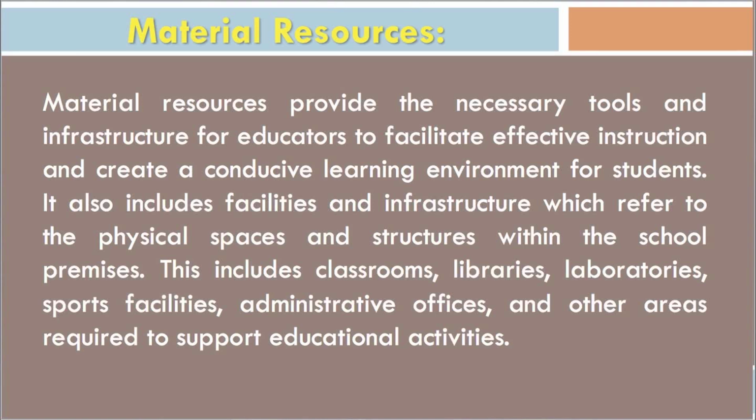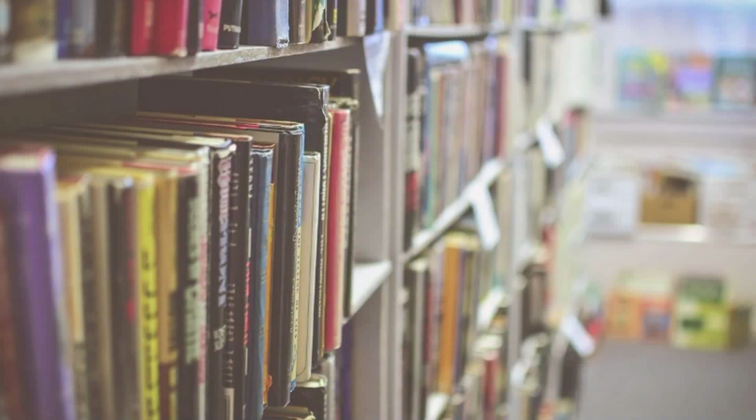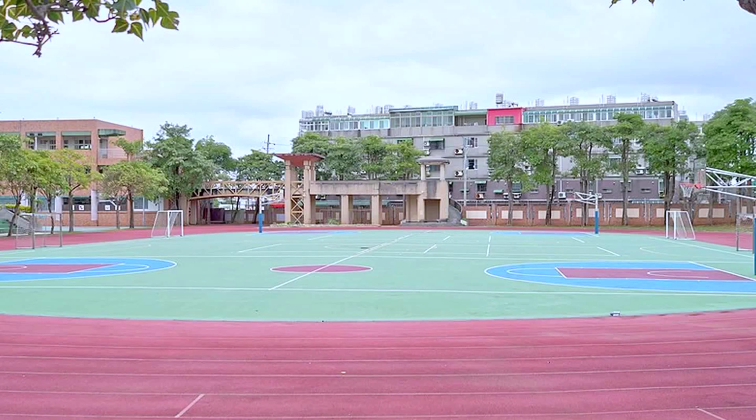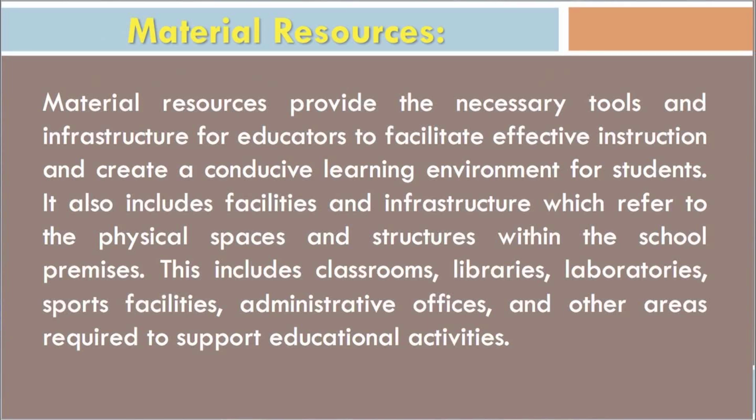It also includes facilities and infrastructure, which refer to the physical spaces and structures within the school premises, which include classrooms, libraries, laboratories, sports facilities, administrative offices and other areas required to support educational activities. We will get some more idea about the material resources in the next part of the video.